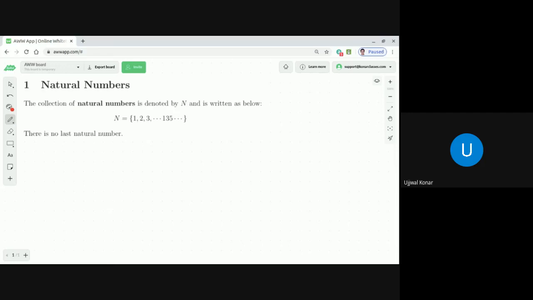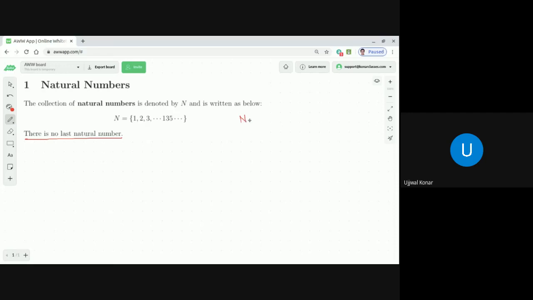We define this set of natural numbers in a set notation form. As you see, it is within the bracket, and it is an infinite set. That means you cannot say how many natural numbers exist. So there is no last natural number, and we denote the natural numbers by capital N.